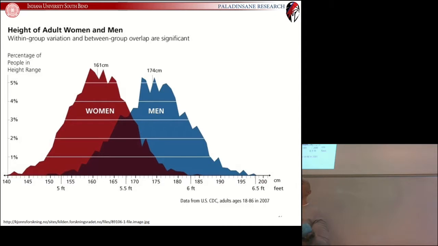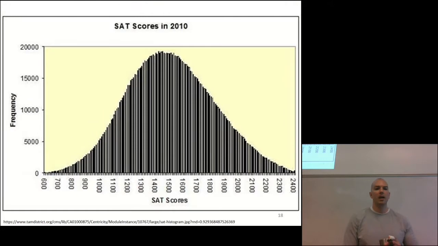So again, because in human behavior, especially in human characteristics, so many things combine together to form a single human characteristic, many human characteristics happen to lie on this type of a normal curve, on this type of a bell curve. So another one that I found, which is even closer to a bell curve, were the SAT scores back in 2010.